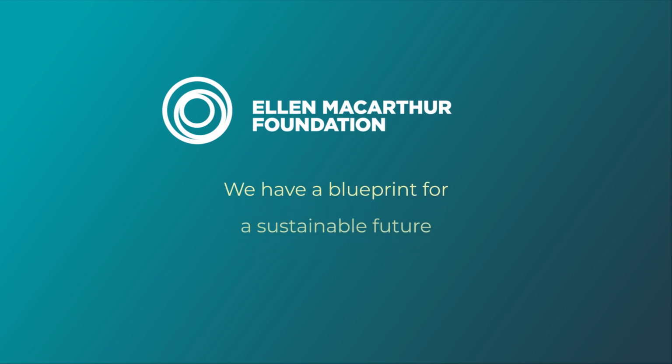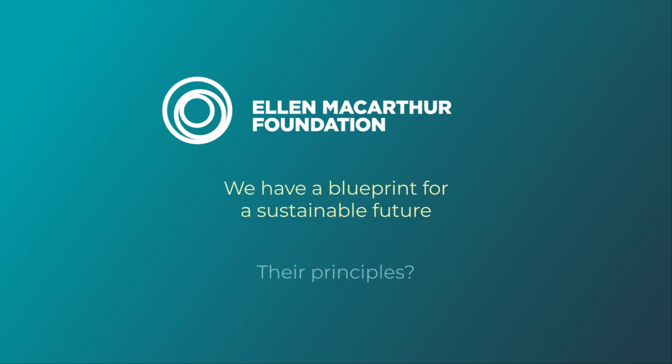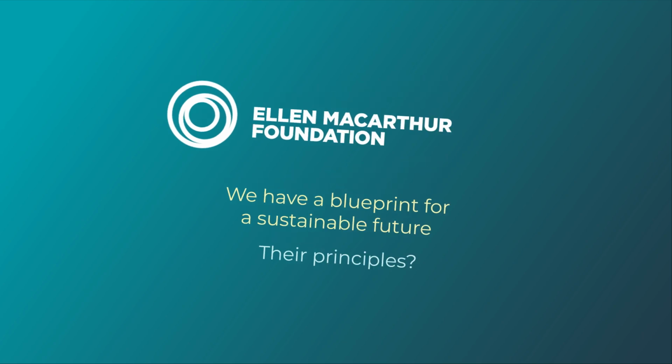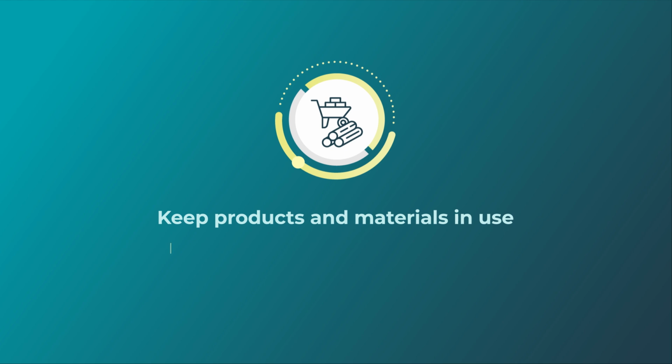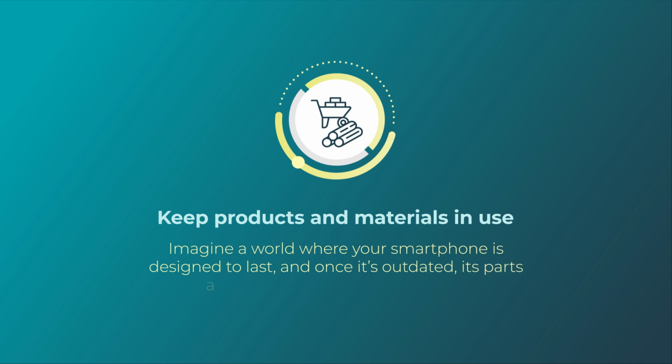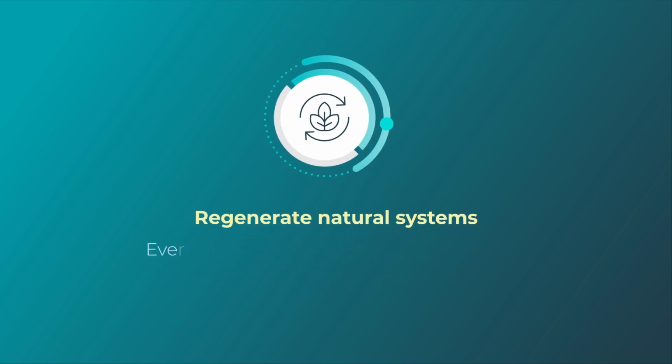Thanks to pioneers like the Ellen MacArthur Foundation, we have a blueprint for a sustainable future. Their principles, simple yet revolutionary: eliminate waste and pollution, nothing harmful goes back into the earth. Keep products and materials in use. Imagine a world where your smartphone is designed to last, and once it's outdated, its parts are used to build something new. Regenerate natural systems, every product made also gives back to the planet.